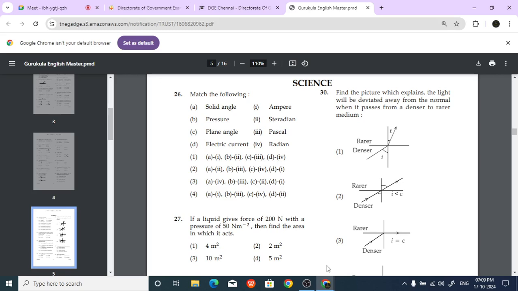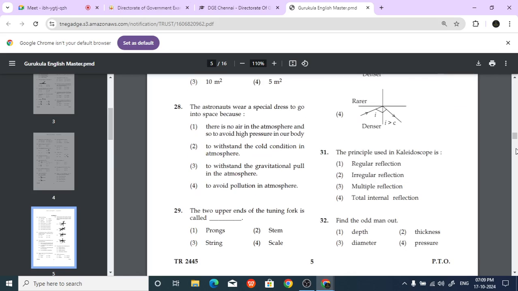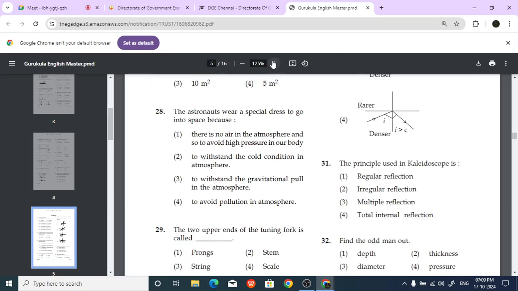All of you got it, children? Yes, sir. Okay, go to question number 28. Can anybody from the Parli Palak read this 28? The astronauts wear a special dress to go into space because... they have given 4 options. Which option is the correct one? Sir, the third one.